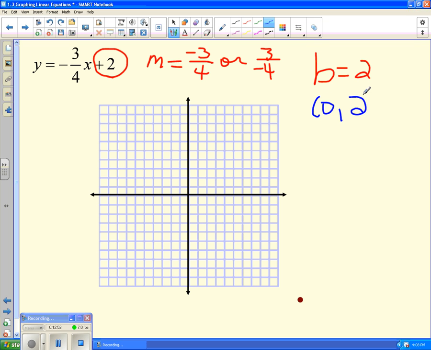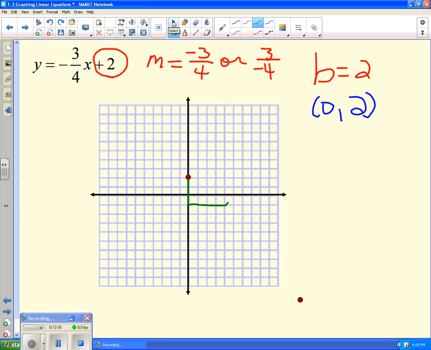So I'm going to begin with plotting b. I go to the origin, I go up to 2 and put a dot. From this dot, I move in the direction of the slope. So let's say I do -3/4. So that means if it's -3, I go down 3 units, 1, 2, 3, and then the 4 is positive, so I go to the right 4, 1, 2, 3, 4. And that's where I would put my point.